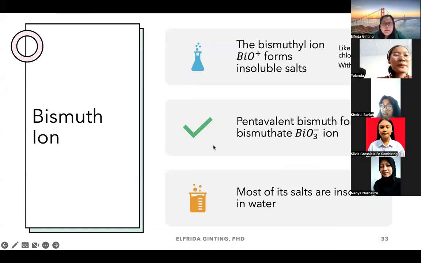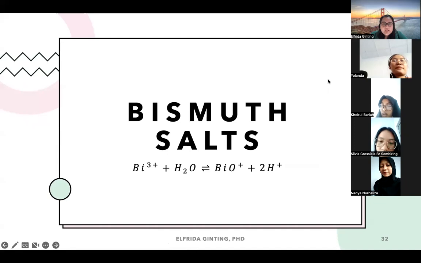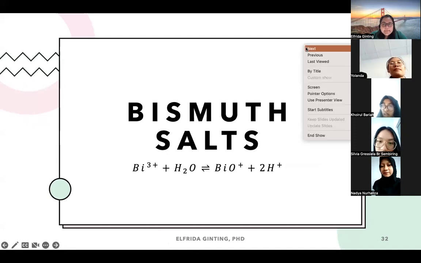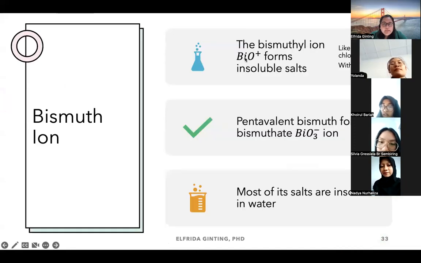So remember what we have here is the bismuthyl ion. Now the bismuthyl ion can form an insoluble salt. If you react this bismuthyl ion with hydrogen chloride, it will form bismuthyl chloride, or BiOCl. Now, this is what happened. So it is an insoluble salt.